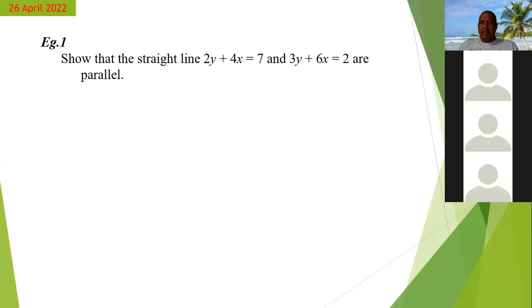Sir, I'm not sure. What did we say about the gradients of parallel lines? They are the same. So it means that we need to establish that both equations have the same gradient. But we cannot establish that unless it is in the form y equal mx plus c. So are these equations in the form y equal mx plus c? No, sir. All right, Miss Green, how do you know when the equations are in the form y equal mx plus c?